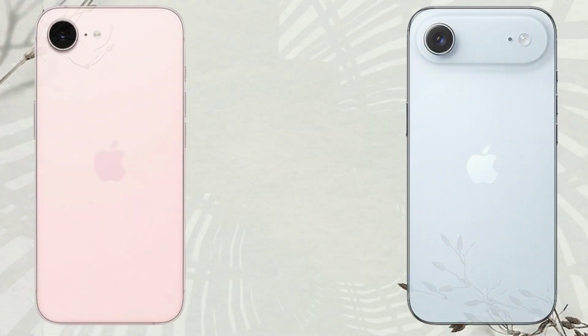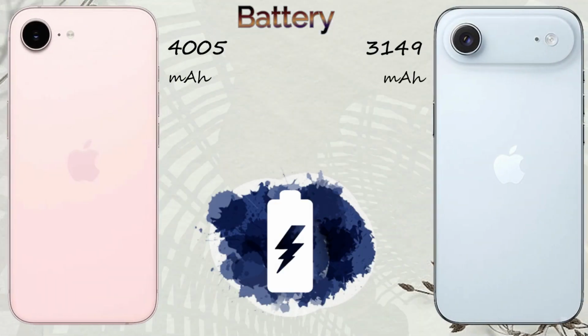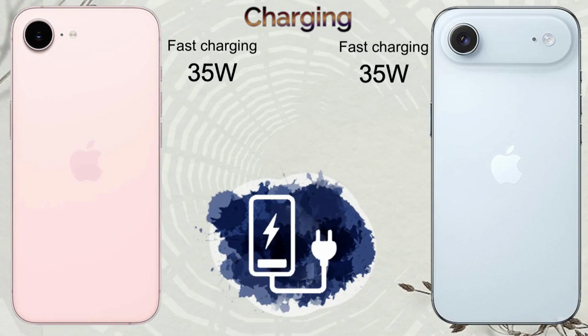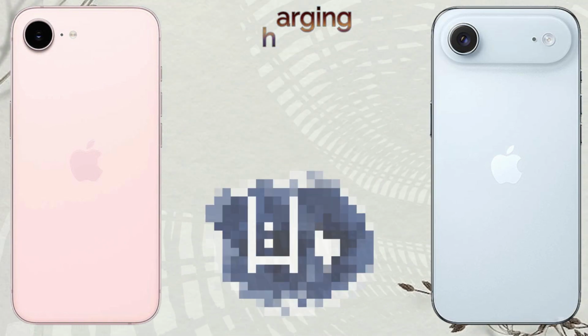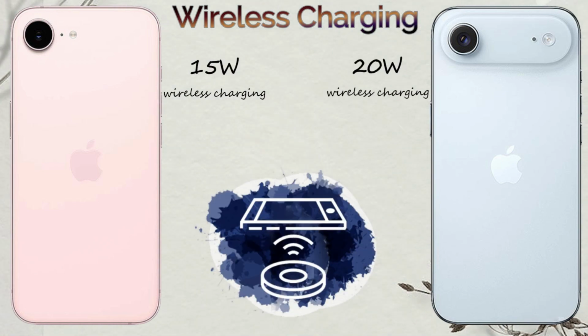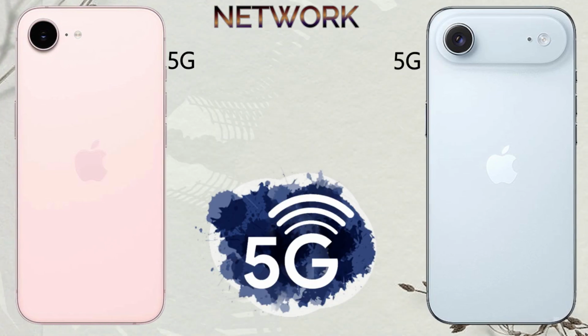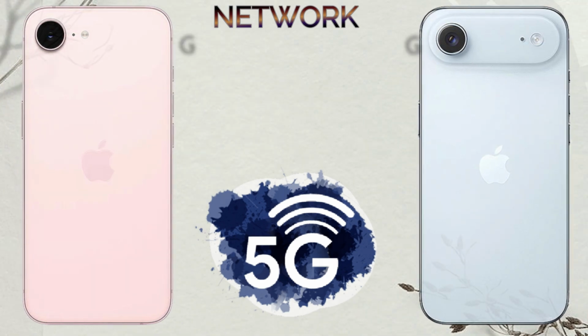Apple iPhone Air come with 3,149 mAh battery and 35-watt wire and 20-watt wireless charging support. Apple iPhone 17e come with 4,005 mAh battery and 35-watt wire and 15-watt wireless charging support.